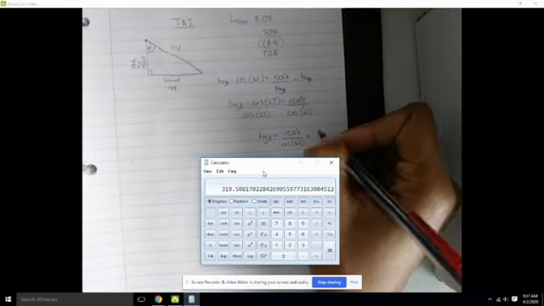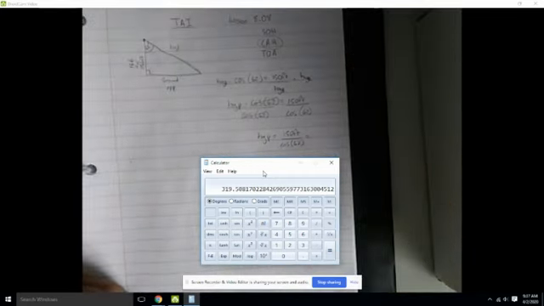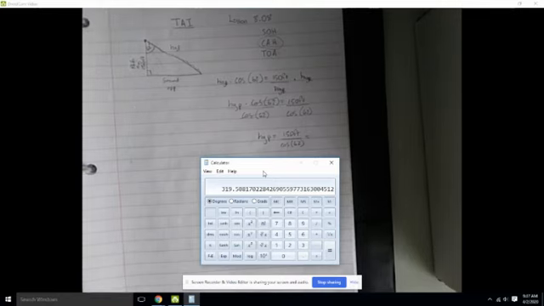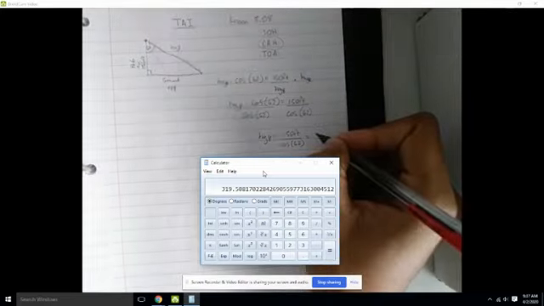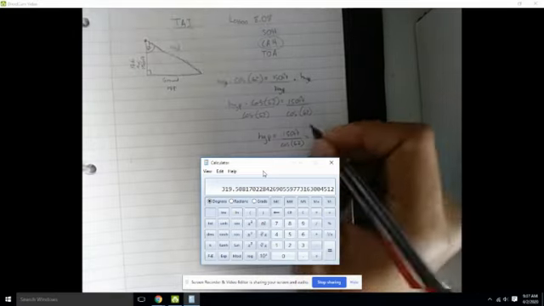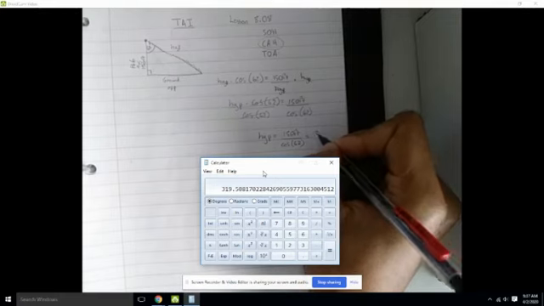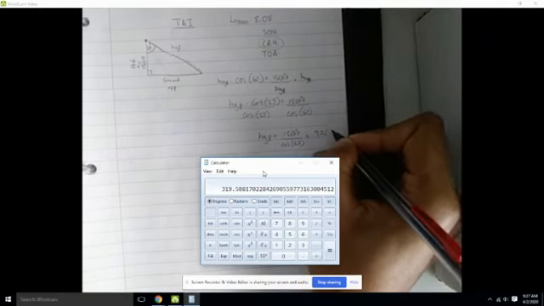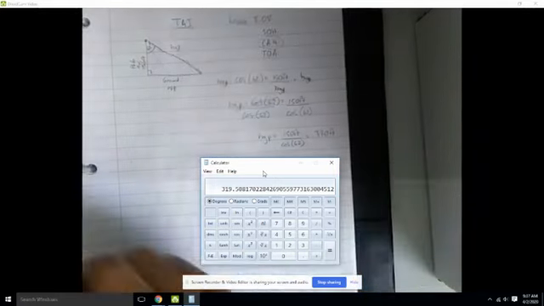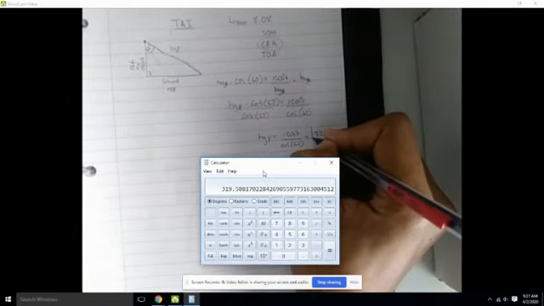So we have 319.5. Now, the question also says that you're supposed to round off your number to the nearest whole foot, which would mean that our answer would not be 319.5, it should be 320 feet.